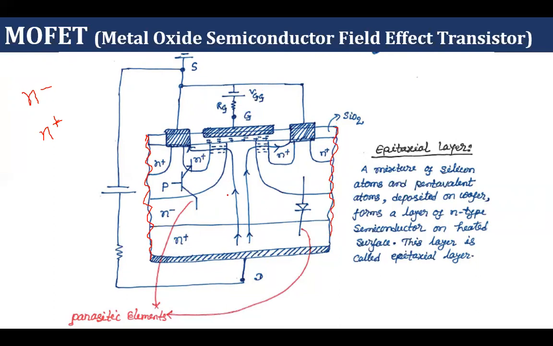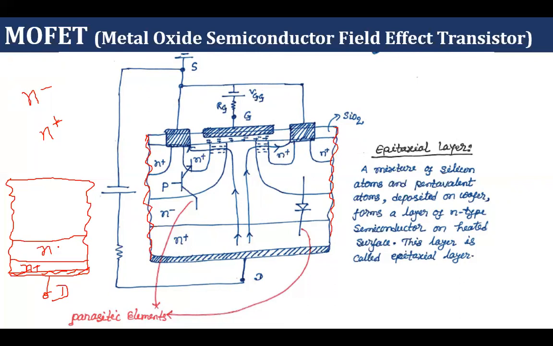So how can we draw this structure? It is very easy. First of all, draw the side edges like this, and at the bottom, draw a metallic layer, and this metallic layer will be connected to the drain terminal. With this metallic contact, we have the N plus region, which is a highly doped region, and just above the highly doped N plus region, we have a lightly doped N minus region.